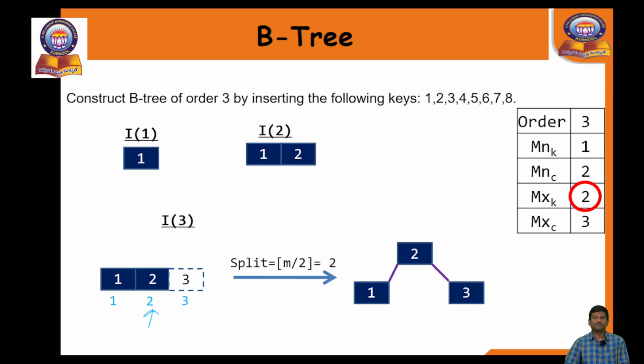And how to find the split? It is given by the formula ceiling of m by 2, where m indicates the order. Ceiling of 3 by 2 is 1.5, and rounding to the next highest integer, that is 2. So that is how you got the value 2. What does this split value 2 indicate? At the second position, you have to split. How to split? Take the value stored at position 2, bring it up, so it becomes the root node, and place the left child as 1 and the right child as 3. That is what the split does in the tree.